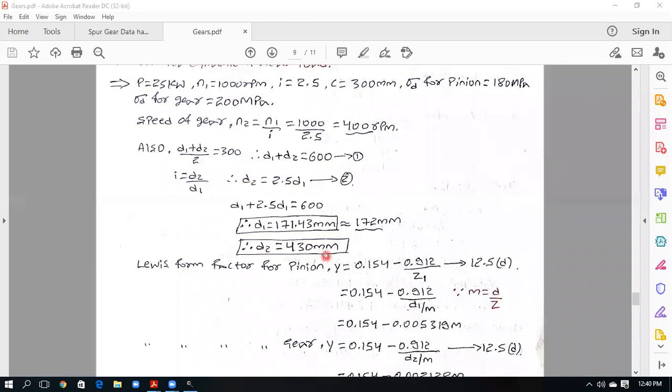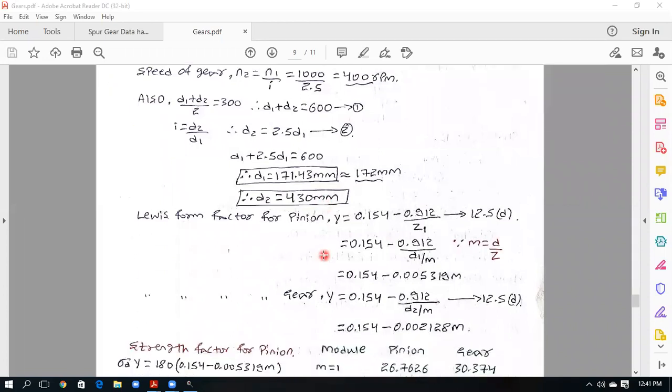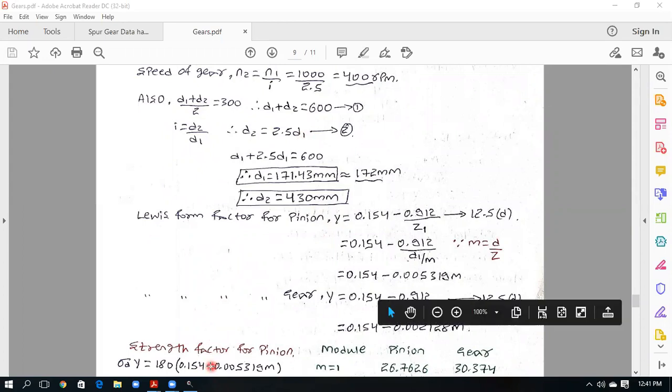After that, the next procedure is the same. You need to find out the weaker member. Before finding the weaker member, you need to find out the value of y. Y is nothing but the Lewis form factor. You need to find out the Lewis form factor from equation 12.5d.